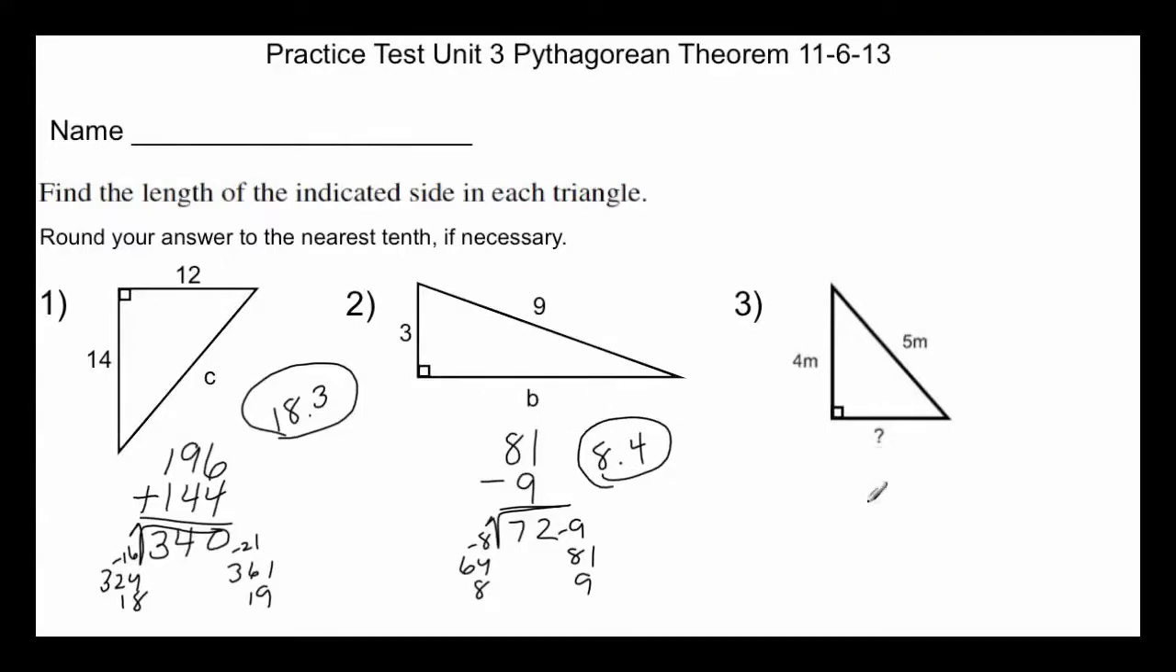Okay, number 3. So this time I'm actually going to do the full problem. I'm going to write the Pythagorean theorem. Okay, I'm going to substitute. So I know one of the legs is 4. I don't know the other leg. I do know the hypotenuse. The longest side is 5. So that's going to be 16 plus b squared equals 25.